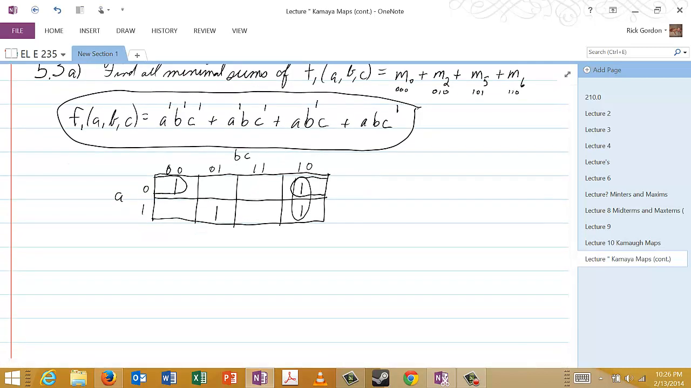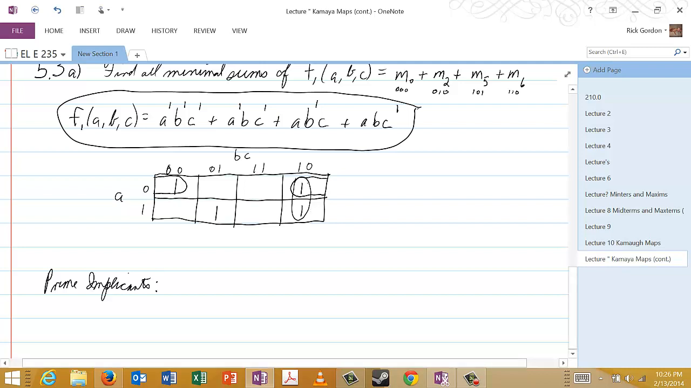Now, I personally like to keep a list of the prime implicants that I identify. And now we get to the next part of this, which is a little bit tricky, and that is trying to figure out what the names are for these prime implicants.